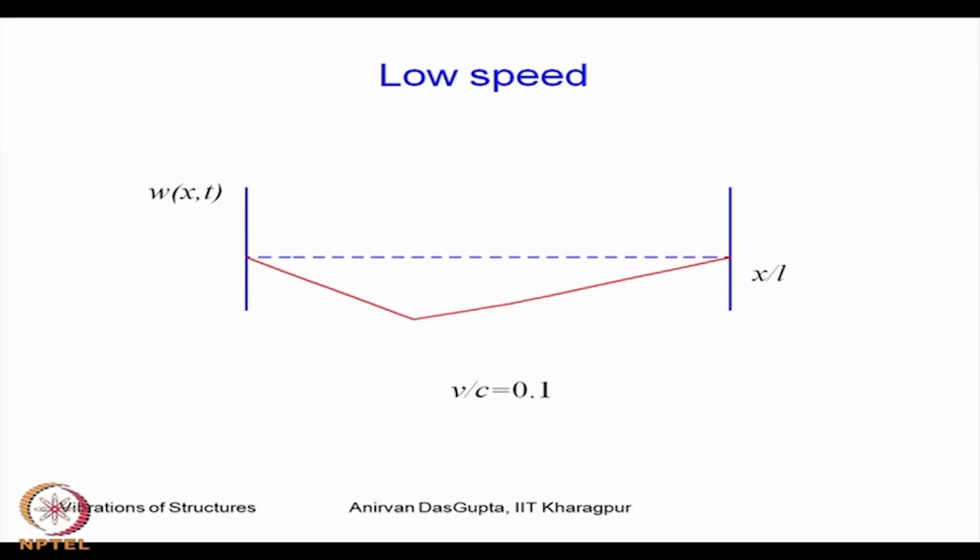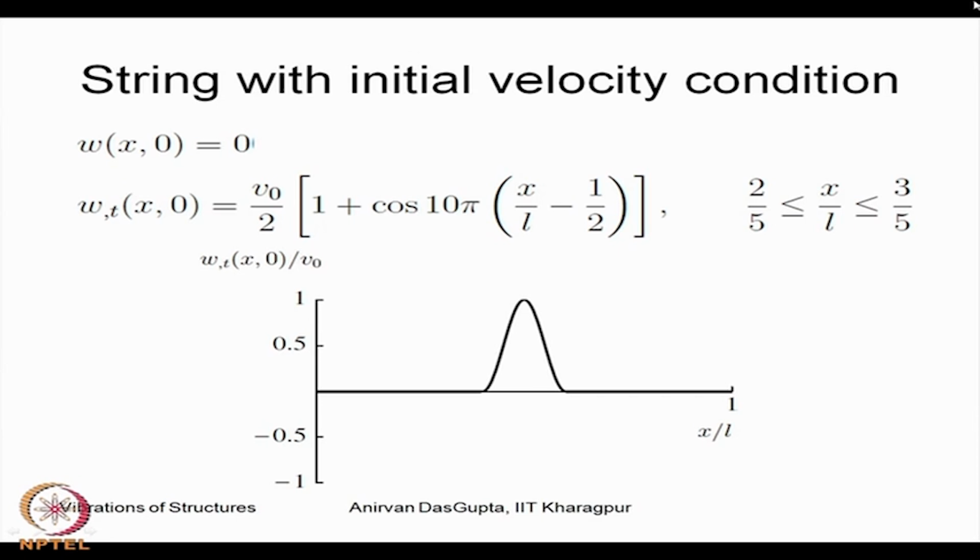This is another situation where you find that the solution is a transient, and there is a propagation of information back and forth in the string. Another example, which we have discussed before in the initial value problem, where we talked about initial velocity conditions. Let us look at this once again.